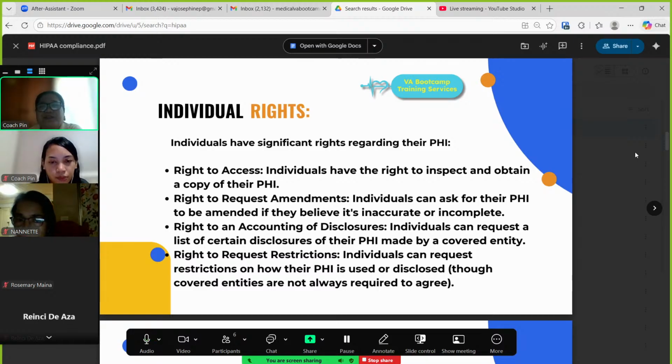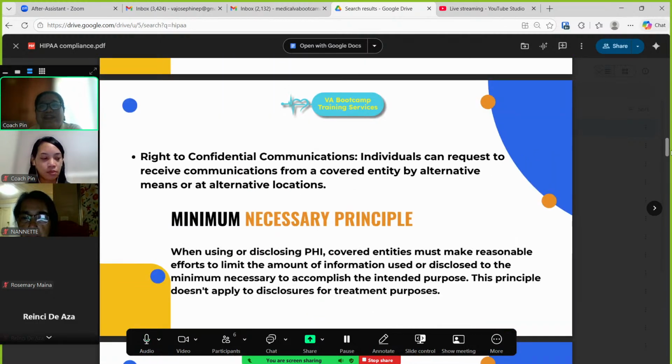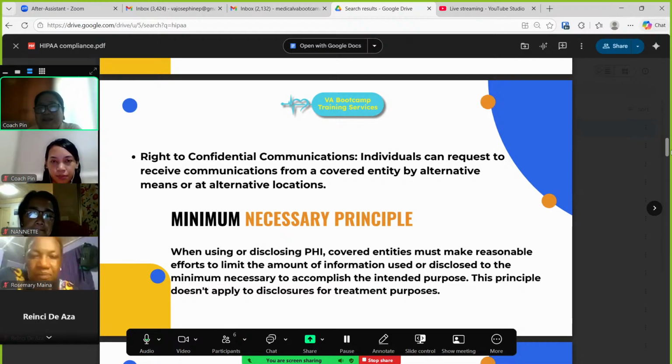So there's a right to request restrictions. So individuals can request restrictions on how their PHI is used or disclosed, though these covered entities are not always required to agree. Okay? So right to confidential communication. So individuals can request to receive communication from a covered entity by alternative means or alternative locations.